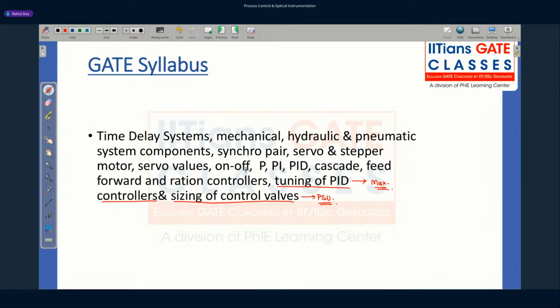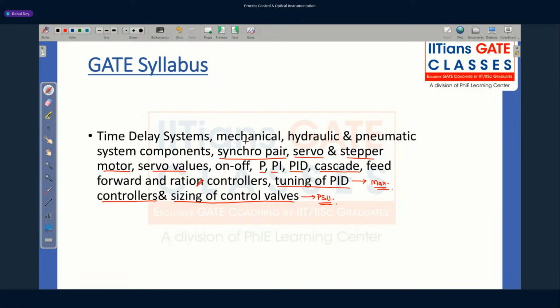Next, very, very important, and questions which are clubbed with other topics, are your P, PI, PID. We should know the transfer function of P, PI and PID, proportional, proportional integral, proportional integral derivative, all those things. We should know what is cascade control, what is feed forward, and what are ratio controllers. Then there were a few simple questions asked from synchro pair, and servo and stepper motors were also asked.